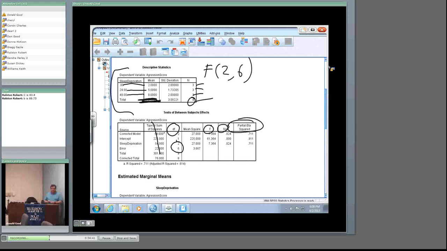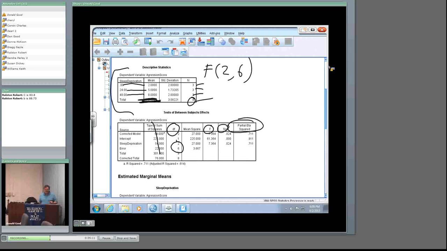Now, here's something that's obvious and something that's not obvious. If you look at the way those rows are labeled, the 2 is labeled sleep deprivation. That makes sense because we're talking about sleep deprivation. You've got 3 different groups of sleep deprivation. 3 minus 1 is 2 degrees of freedom. The 6 is on the error line. I don't know why, but it is. Here's a good way to remember. It's the one that you think it is plus the next one.